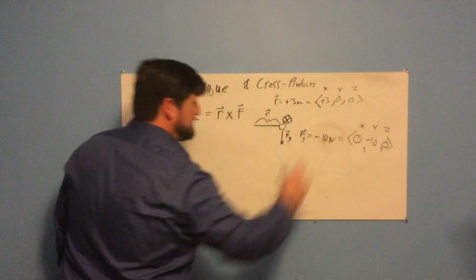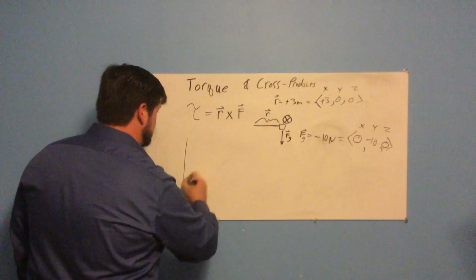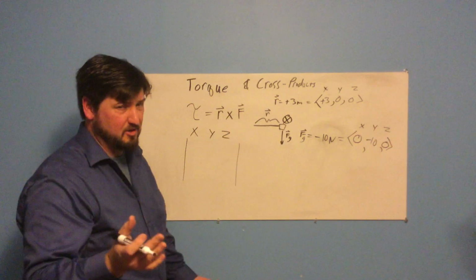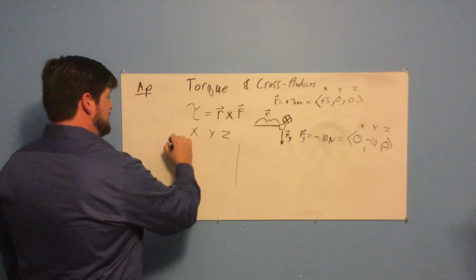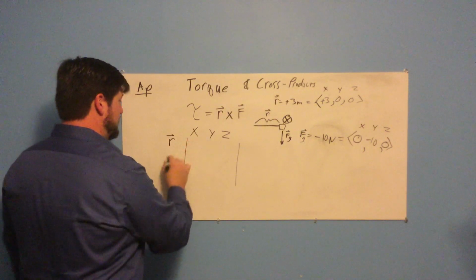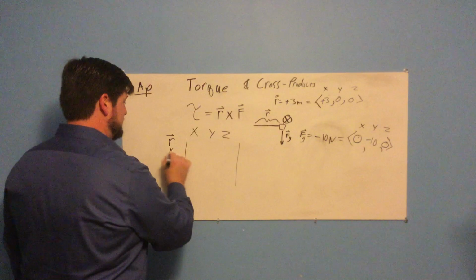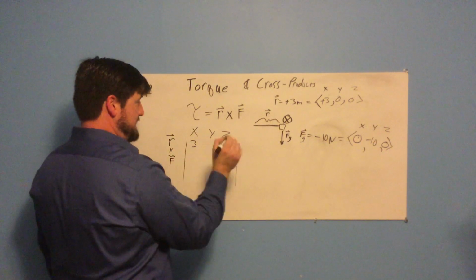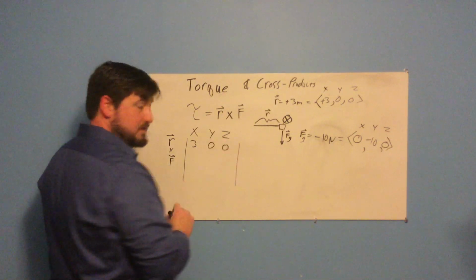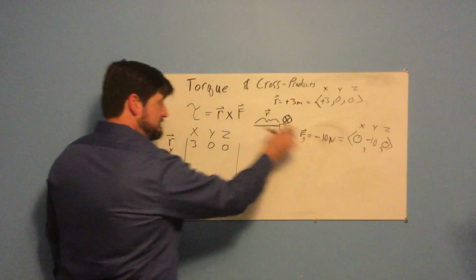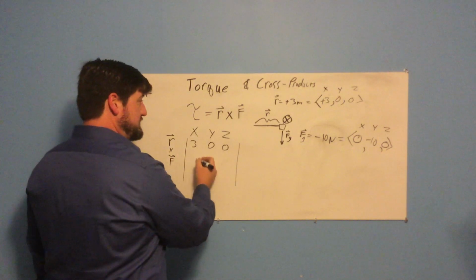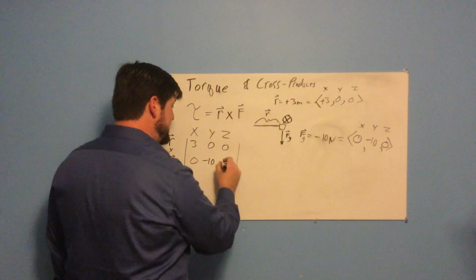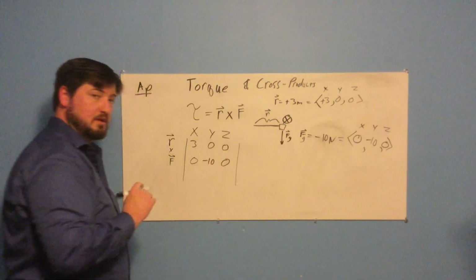Okay, now here's the part you've been waiting for, the part that everybody loves. We have to do a little linear algebra here, okay? So R was our first vector, and we're going to do it cross F, okay? R was 3 for X, positive, 0 for Y, 0 for Z. The force of gravity here was going to be 0 for X, minus 10 for Y, and for Z, it will be 0 also.